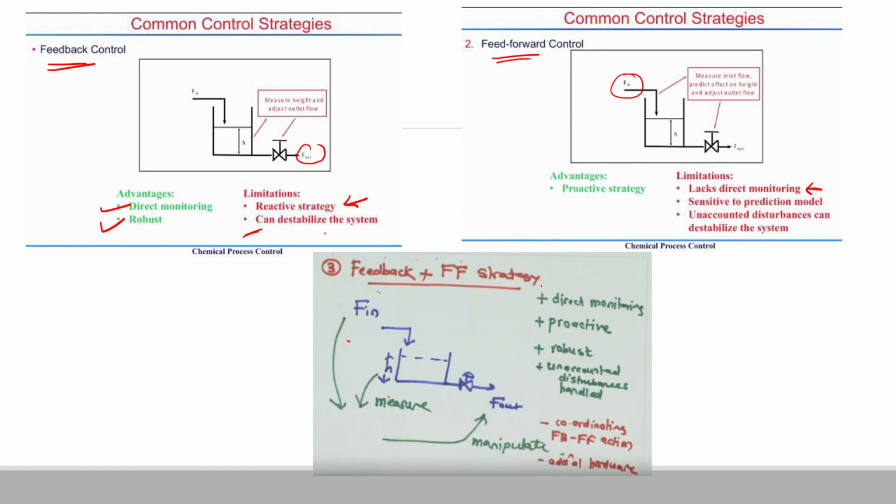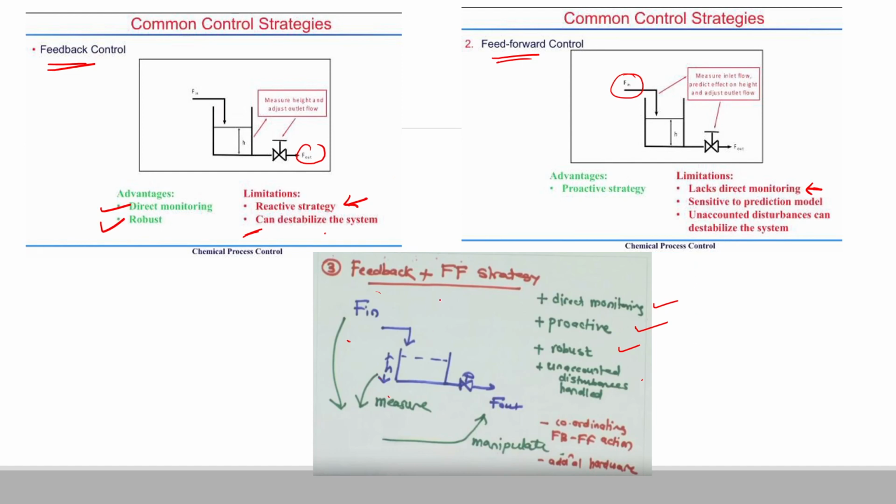So the main advantage of this combined strategy of feedback and feed forward control is that it has direct monitoring, it is a proactive approach, it is robust, and unaccounted disturbances can be handled. Basically, the limitations of both of the previous strategies can be tackled by using this feedback plus feed forward control strategy.